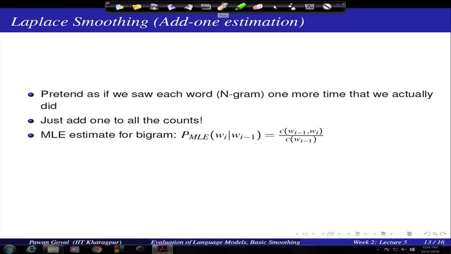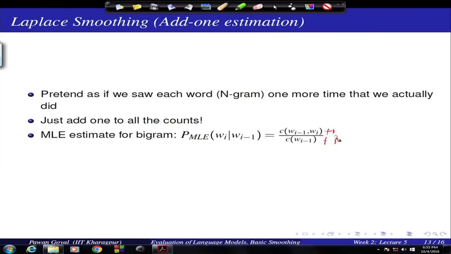So what did we say? We will pretend as if we have seen each n-gram one more time than we actually did. So what we will do here, we will add 1 to the actual count. Okay, so we will do that for each possible bigram, but to ensure that the probability adds up to 1, I have to normalize, I have to make some modifications to my denominator so that they are normalized. So what will I add to my denominator?